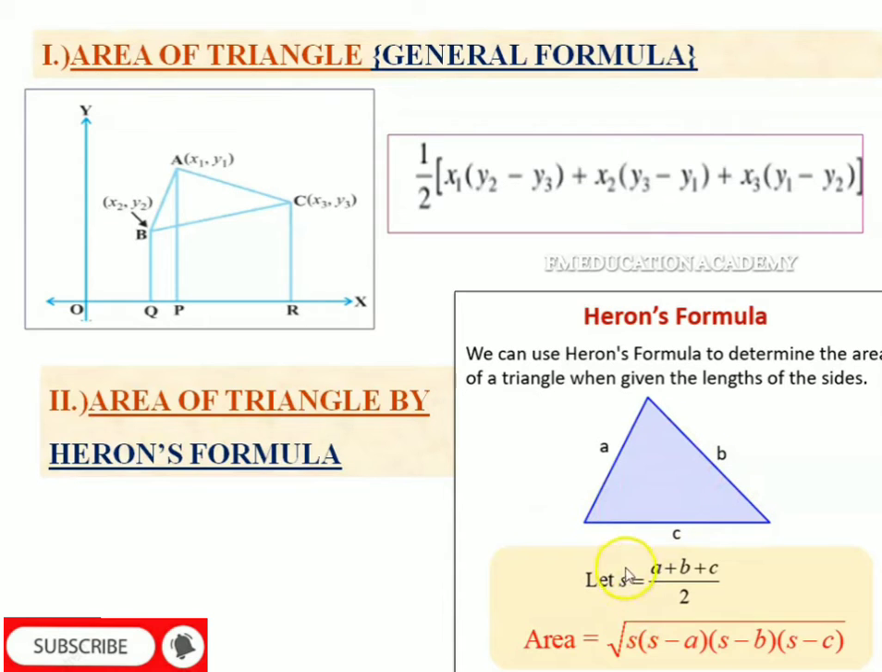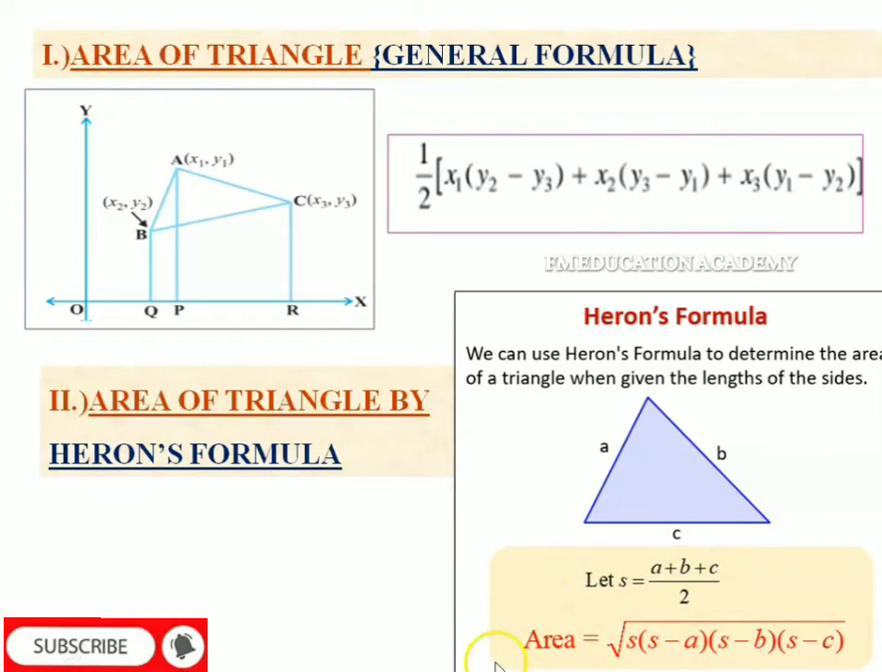First calculate the semi-perimeter according to Heron's formula. The semi-perimeter is indicated with the symbol small s. Small s is equal to (A plus B plus C) by 2. The semi-perimeter is given by adding all three sides and dividing by 2. It is nothing but the perimeter divided by 2. The semi-perimeter means half, right? That is why (A plus B plus C) by 2.